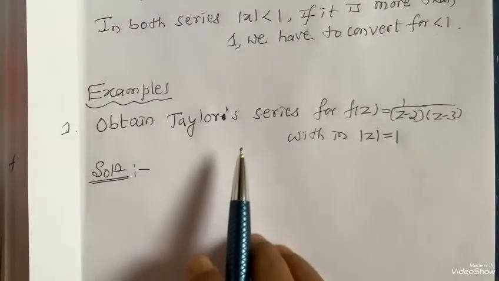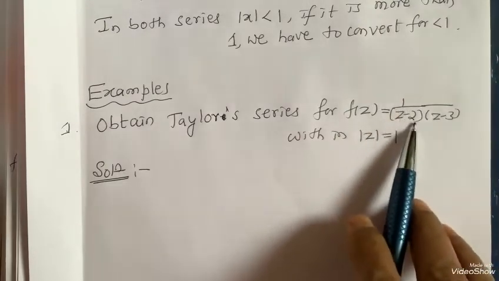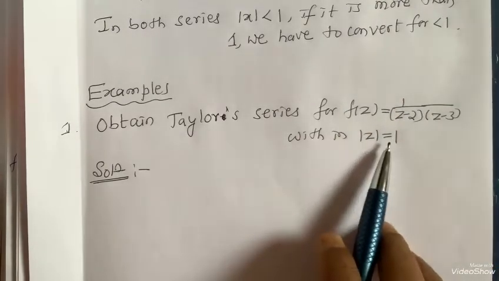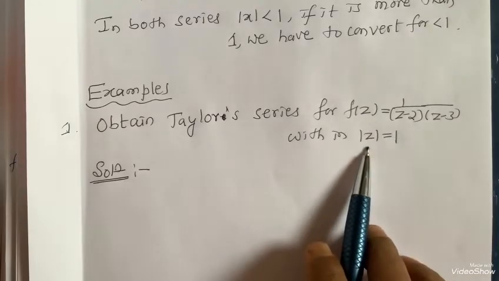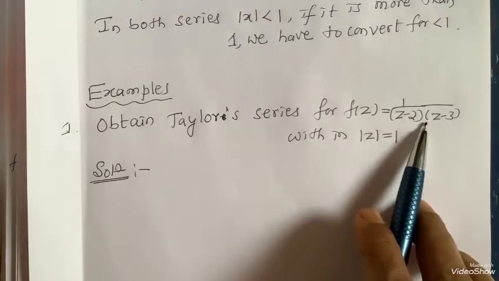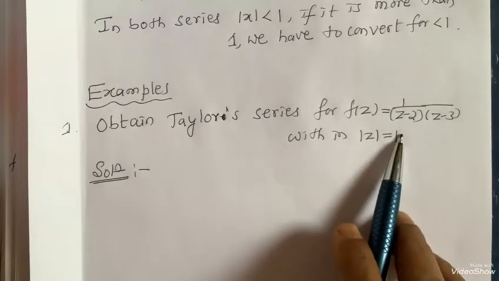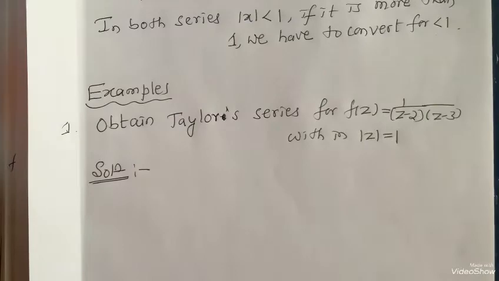First, obtain the Taylor series for f of z equal to 1 upon (z minus 2) into (z minus 3) within mod z equal to 1. This is a circle. In this region the function is analytic. Already you know that 2 and 3 lie outside the circle mod z equal to 1. Inside it the function is analytic, so you can apply the Taylor series.